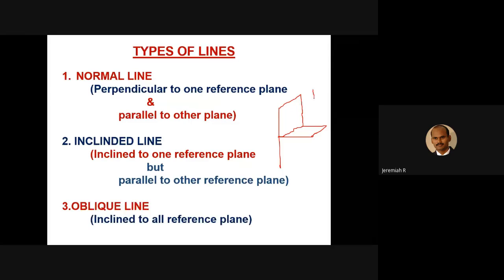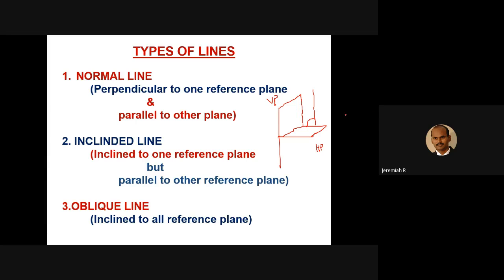Now, which plane is it perpendicular to? This is HP, this is VP. This line is perpendicular to HP, but parallel to the vertical plane. When you extend this line, with respect to this line, the angle is 90 degrees. So then it is called perpendicular to one reference plane and parallel to the other plane.